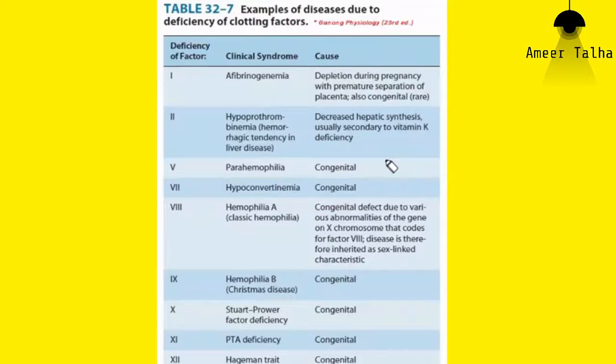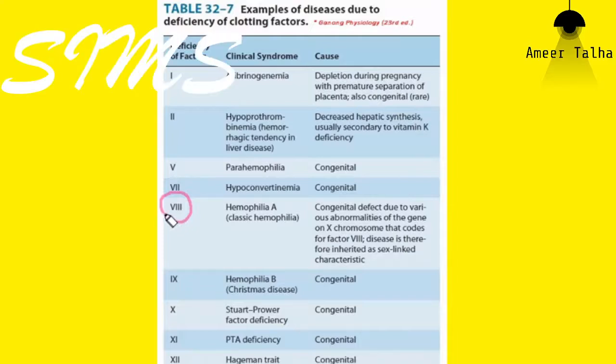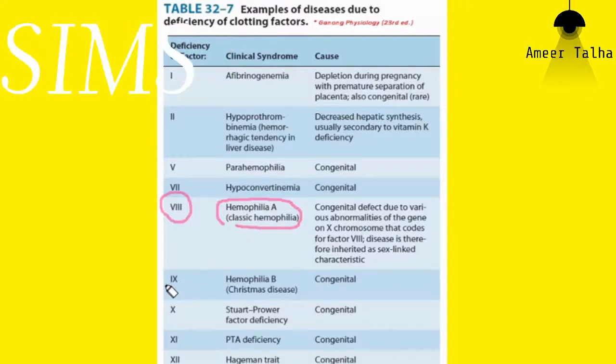I hope you remember the clotting factors. Clotting factor 8 is the anti-hemophilic factor A. Deficiency of this factor leads to classic hemophilia, or we can also call it hemophilia A. Clotting factor 9 is anti-hemophilic factor B. Deficiency of this factor leads to hemophilia B or Christmas disease.